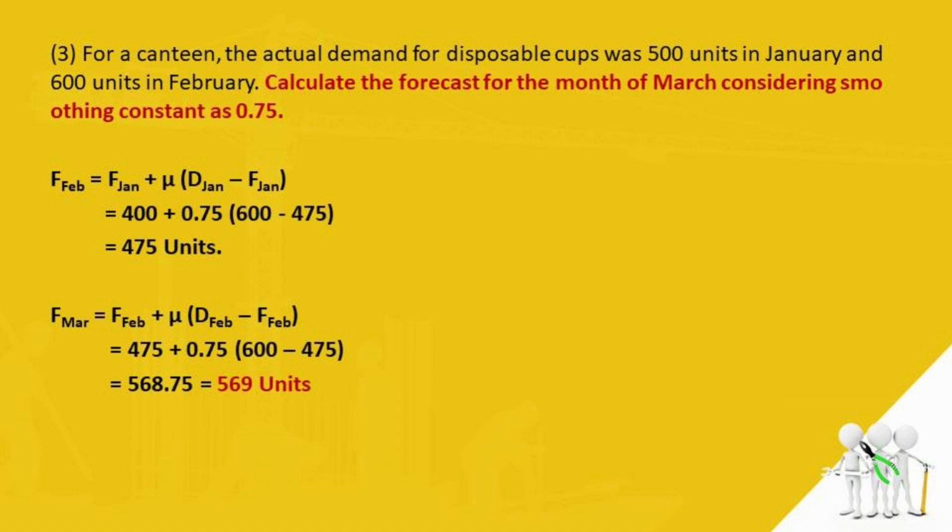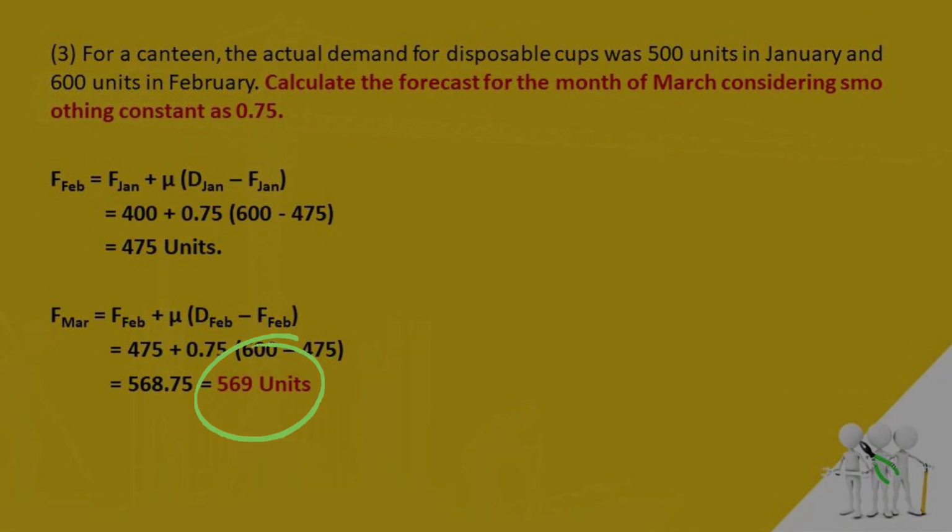So it would be given by forecast of January plus mu into (demand of January minus forecast of January). Putting all the values here, we get the forecast for the month of February as 475 units. And hence we can find out very easily the forecast for the month of March. That would be given by forecast of February plus mu into (demand of February minus forecast of February). Putting all the values here, we get 569 units as the forecast of March.